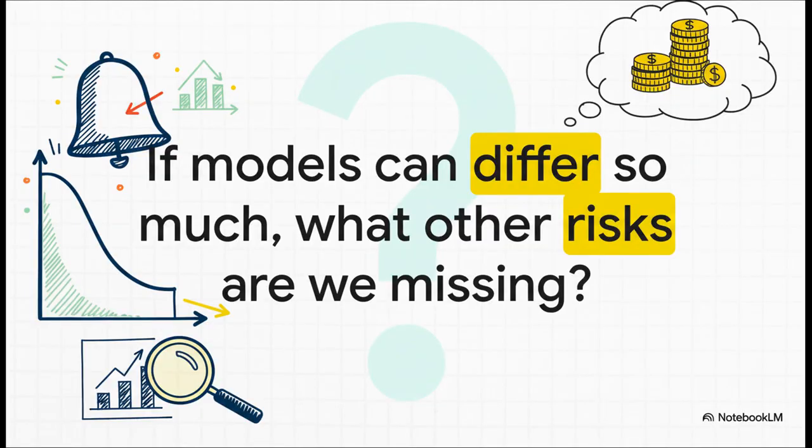And that leaves us with one last big question to think about. We just saw how 2 standard, widely used models can give us wildly different answers for the exact same investment. So it really makes you wonder, if our best mathematical tools can disagree this much, what other risks, the ones that are harder to see, might we be missing entirely?